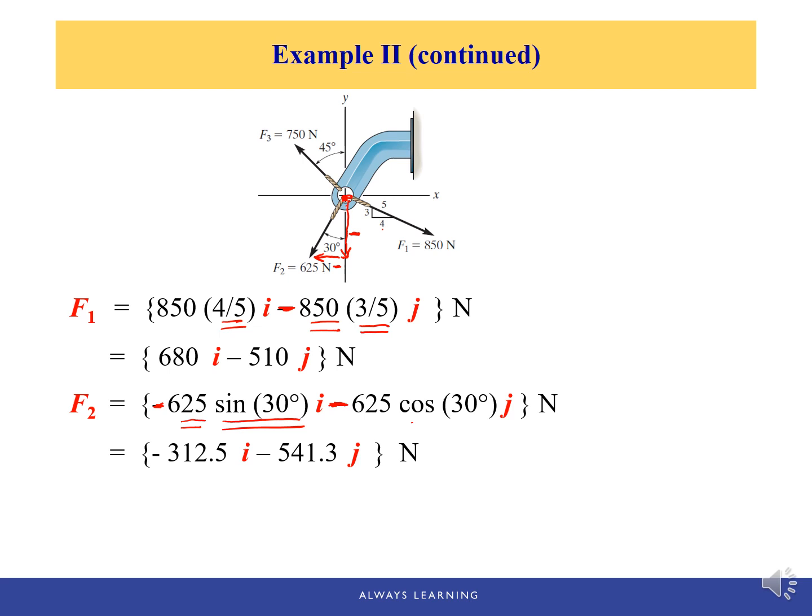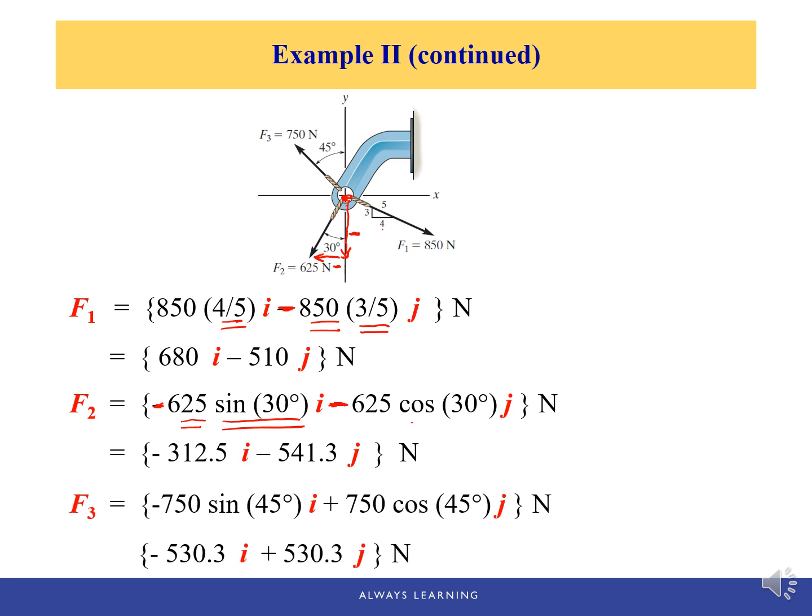Very similar approach for F3. Looks like F3 will have a positive y but negative x. And we do the calculation. So all the vectors are written in component format, i hat and j hat terms.